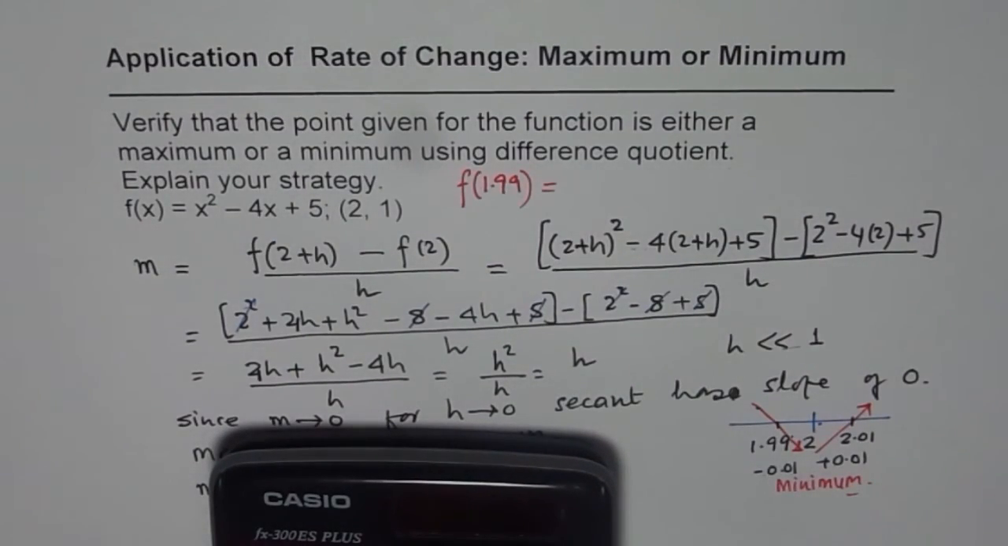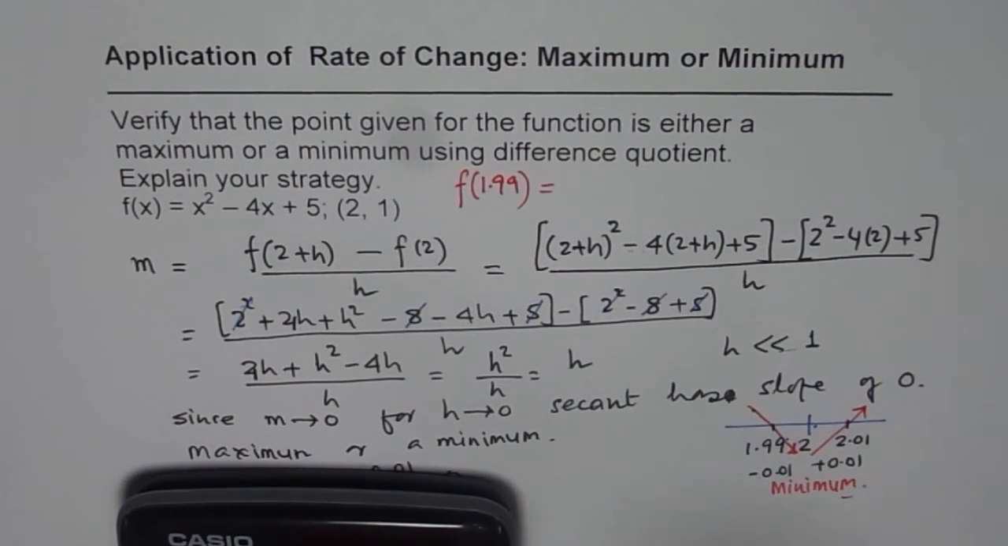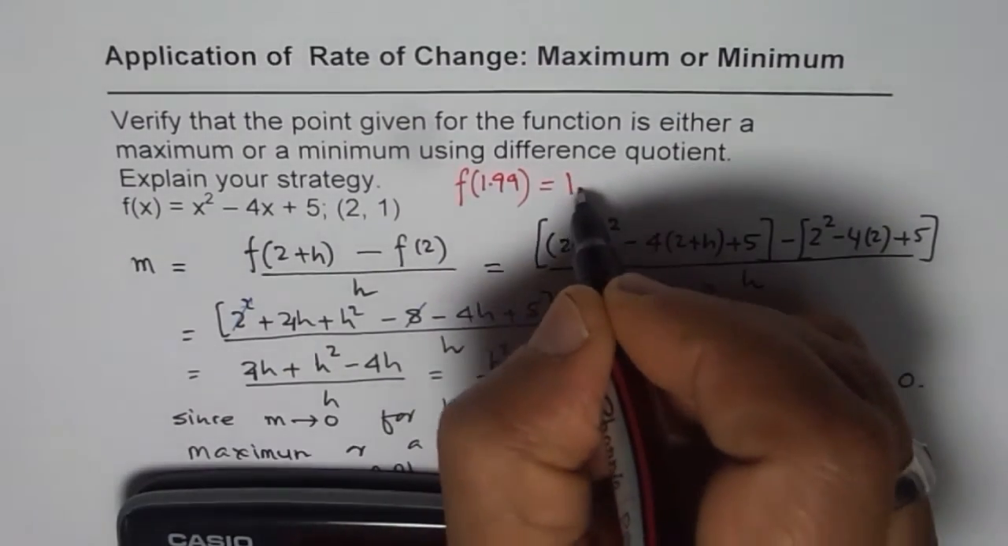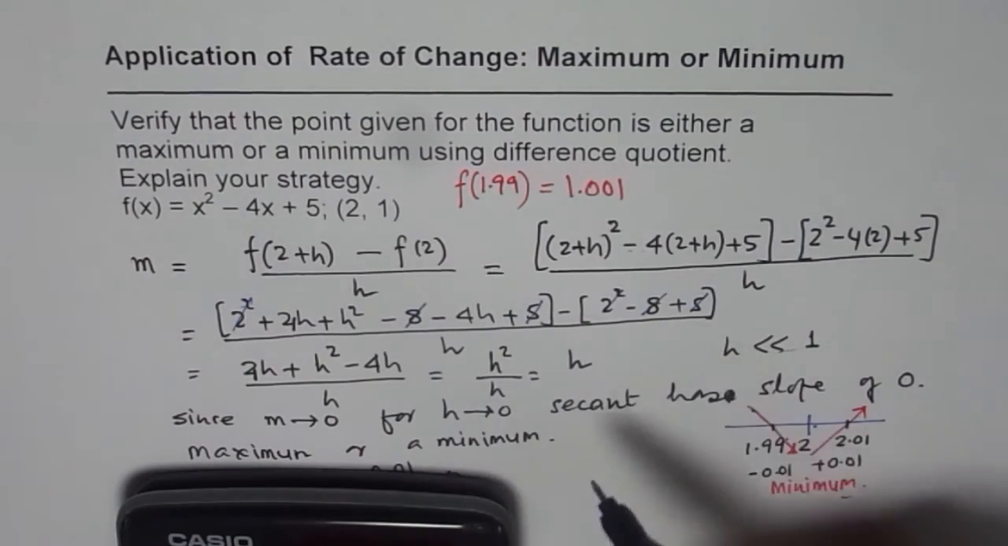So we have 1.99 square minus 4 times 1.99 plus 5 equals, let's do it in decimals, 1.0001. This point is 1.0001, right? Which is more than 1.